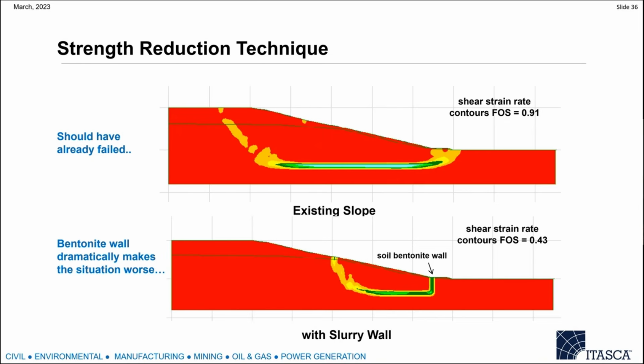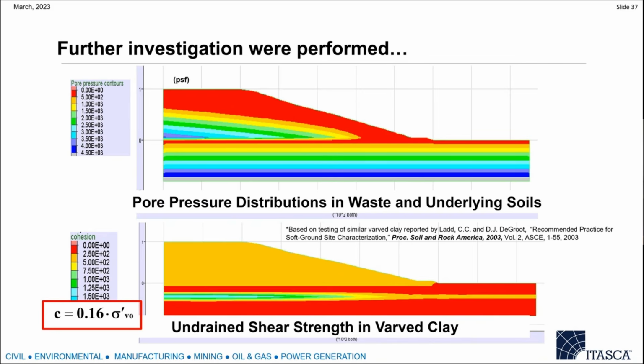So if the assumption is correct, this slope should have already failed. Yeah, but on the site, the slopes are very good. So what's the reason behind this? Okay. So some further investigation was performed. The reason is the pore pressure distribution.